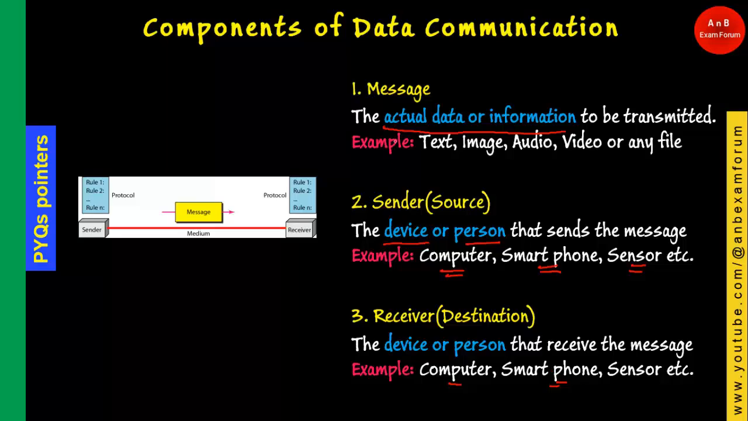Okay, similarly, it can be a computer, smartphone, or any other sensor. Okay, so these are the 3 components: message, sender, and receiver. Okay, so sender is going to send the message. Okay, what type of message? It can be any text, image, audio, video, and the receiver is going to receive that message. The receiver can be a computer, smartphone, or sensor.